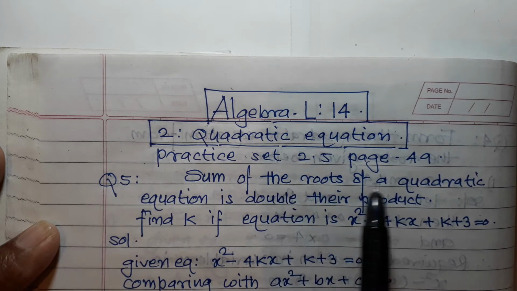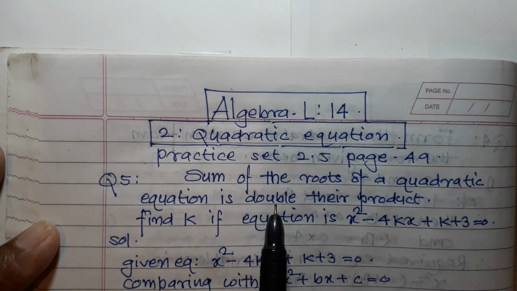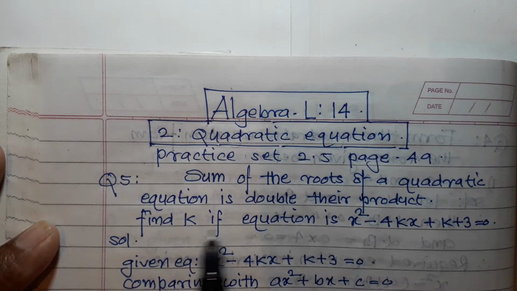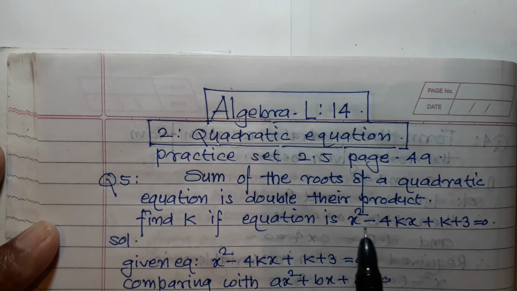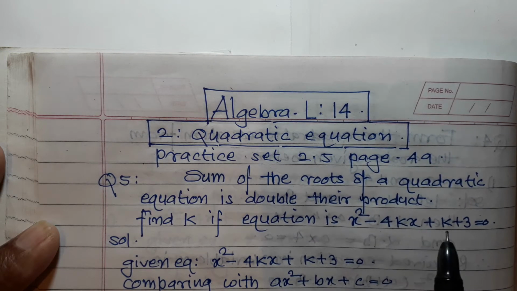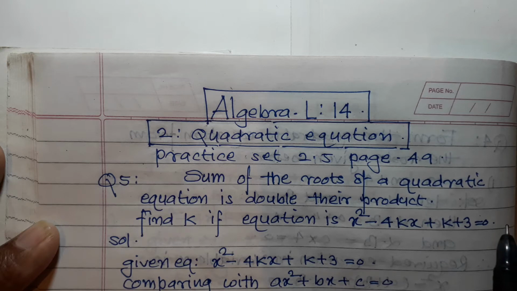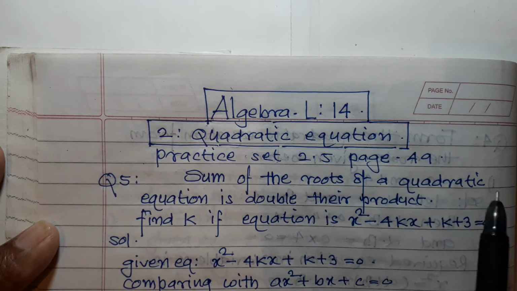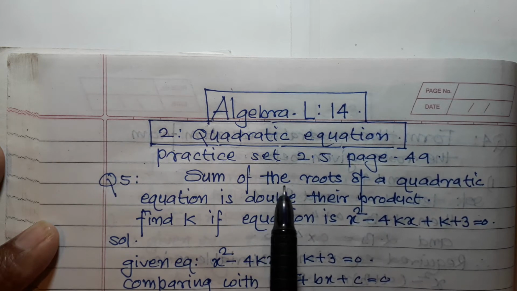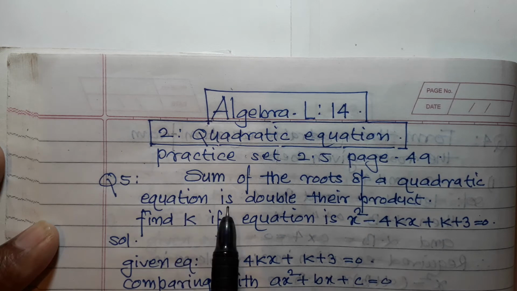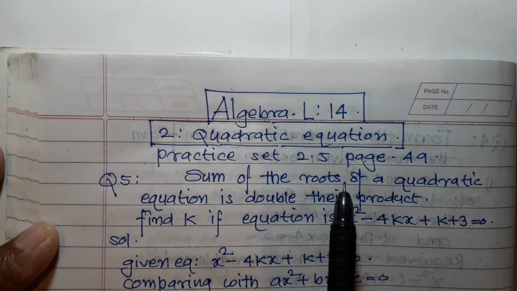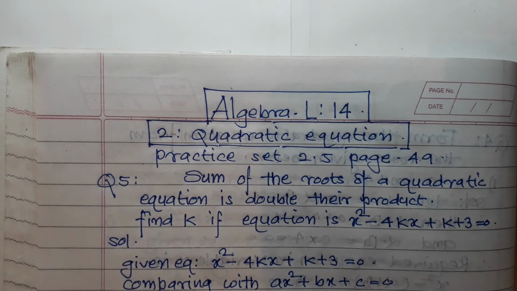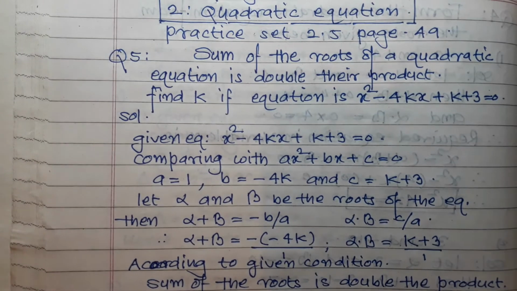Sum of the roots of a quadratic equation is double their product. Find k if the equation is x square minus 4kx plus k plus 3 is equal to 0. Now in this question, a condition is given. What is the condition? The sum of the roots of the quadratic equation is double their product. Okay. Now try to understand the solution.